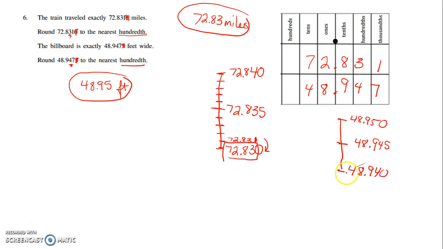So let's take a look. Here is 48.940. That would be 48.941, 48.942, 48.943, 48.944, 48.945, 48.946, 48.947, 48.948, 48.949, and then 48.950. Where's 48.947? Oh, it falls right about here. It's between these two values, which means we would round it up to 48.95. Round it to the nearest hundredths place. I hope that's helpful.